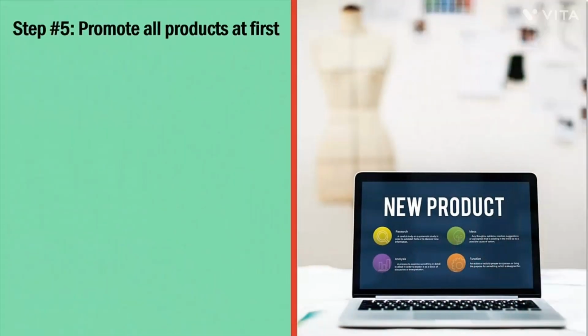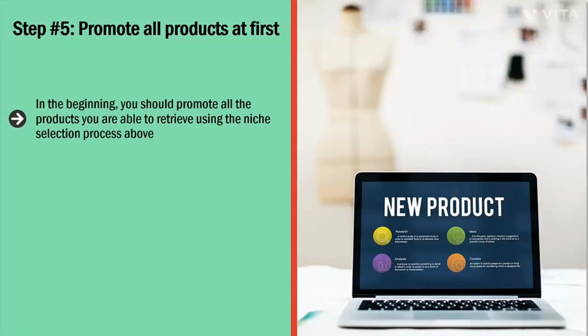Step number 5, promote all products at first. In the beginning, you should promote all the products you are able to retrieve using the niche selection process above. Your strategy is pretty straightforward at this point. Promote all the products at your site first and pick the top 3 winners. These are the products that convert the most. Focus on conversions. Don't focus on how much traffic they get. Traffic is worthless unless it converts. Always remember that. Pick the top 3 winners in terms of conversions and stick to those.